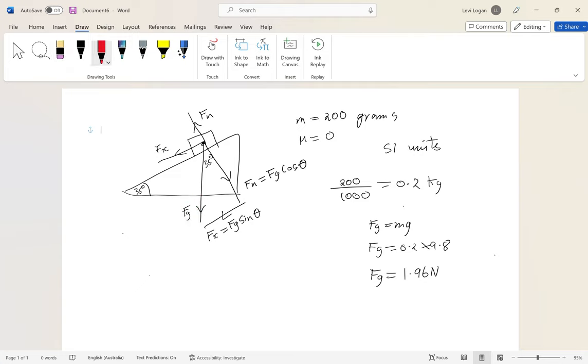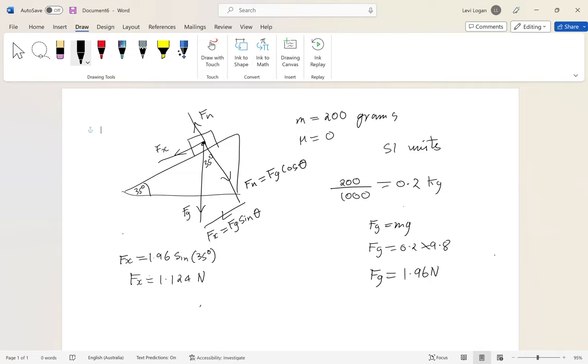Okay, so we have no friction, so we don't really have to worry about the normal force unless the question asks you to find the normal force. Alright, so Fx is going to be 1.96 sine of 35 degrees. Put that in our calculator and you should get 1.124 newtons.